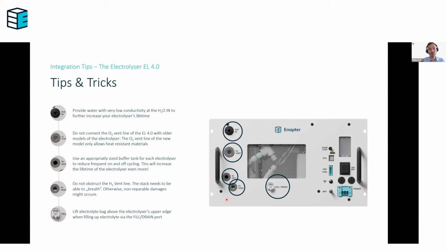If you want to drain the electrolyte and exchange it, for example during maintenance, once per year you need to exchange the electrolyte, you do that via the fill drain port. When lifting the electrolyte bag, the electrolyte will flow into this port. So make sure to always keep the electrolyte bag above the upper edge of the device, because that just works with gravity. The electrolyte can only flow in if you place the electrolyte bag above the electrolyzer.